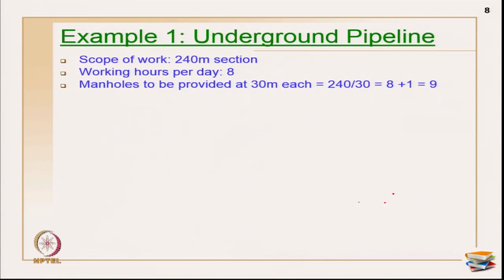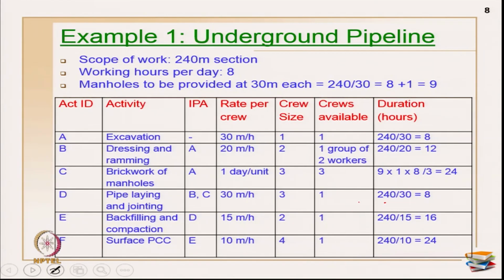Now the activities. For this particular construction, we have taken 6 activities. It was not completely exclusive, but we just took only the major activities for the whole project: excavation, dressing and ramming, brickwork for the manholes, pipe laying and joints, then backfilling and compaction, and the surface PCC.